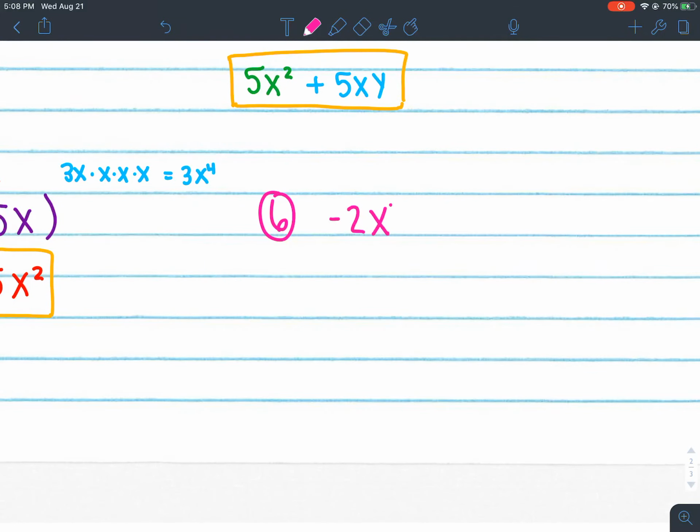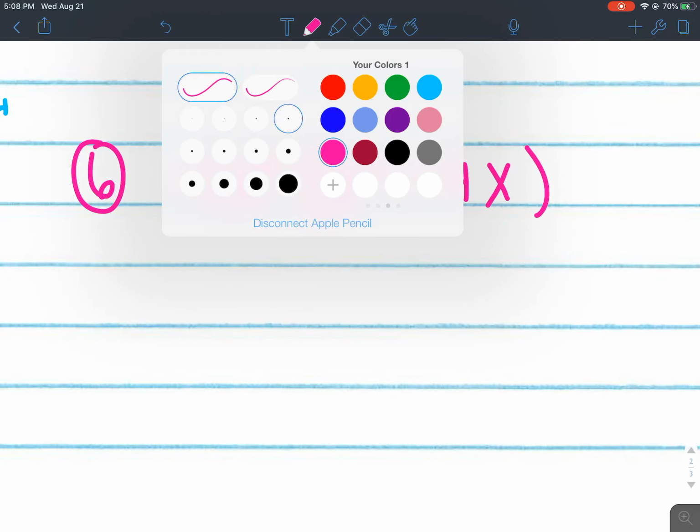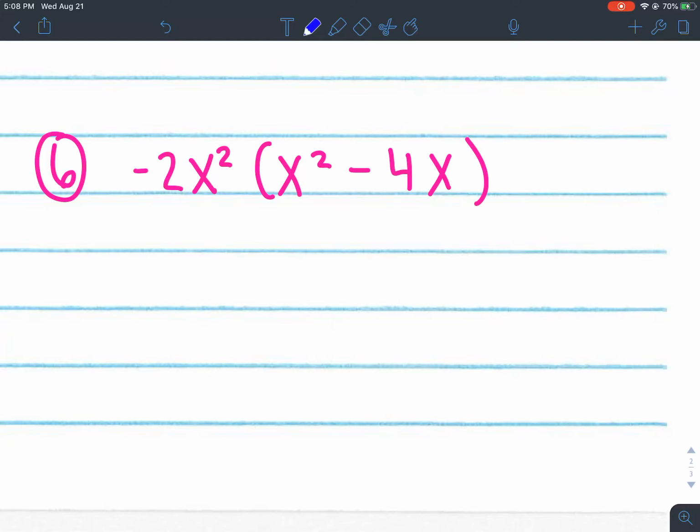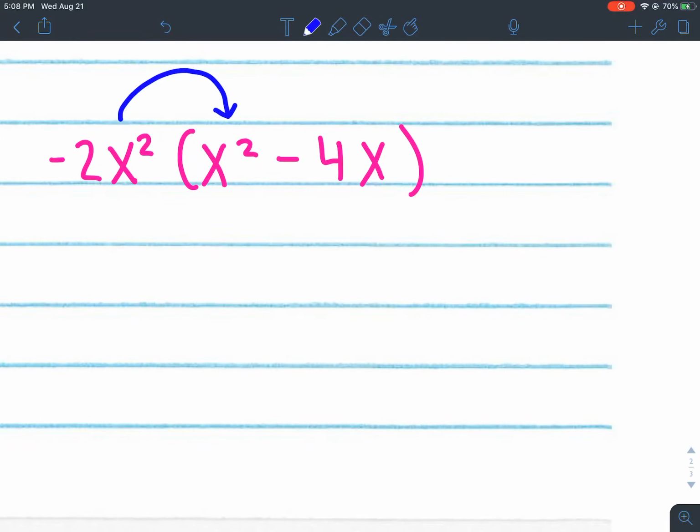Negative 2x squared times x squared minus 4x. All right, same thing as earlier, still distributing. So I have negative 2x squared times x squared. Negative 2 times technically a 1 is still negative 2. But then I have x squared times x squared. Remember your exponent rules, same base, so I can add my exponents. So it's going to be x to the 4th.